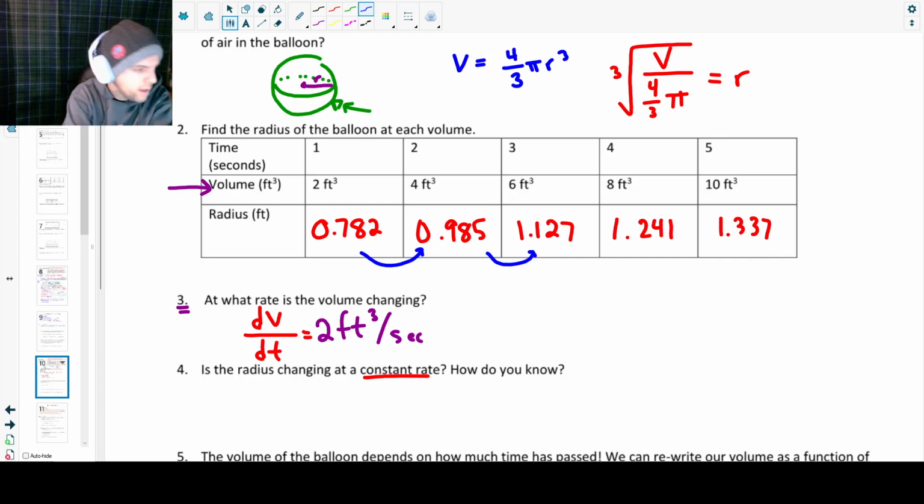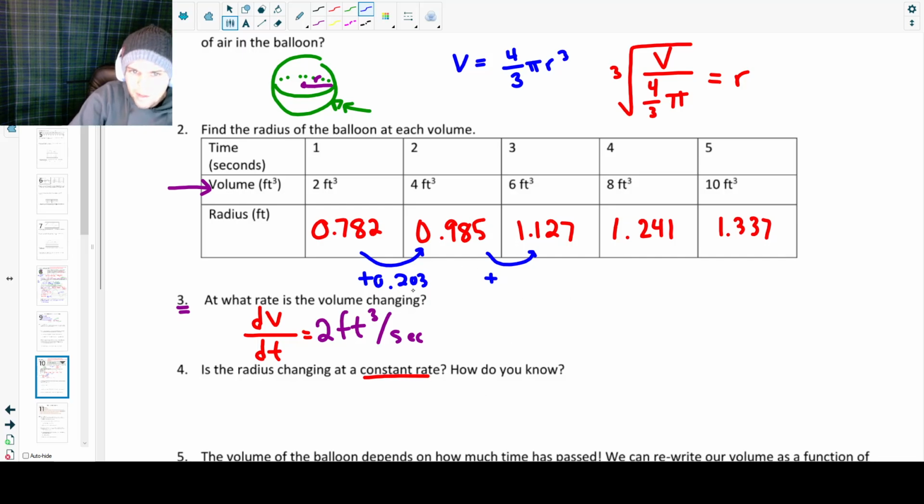So our first rate, we'll do the second minus the first: 0.985 minus 0.782. In our first interval, between 1 second and 2 seconds, we had a change in our radius of 0.203 feet. So right here, it increased by 0.203 feet.